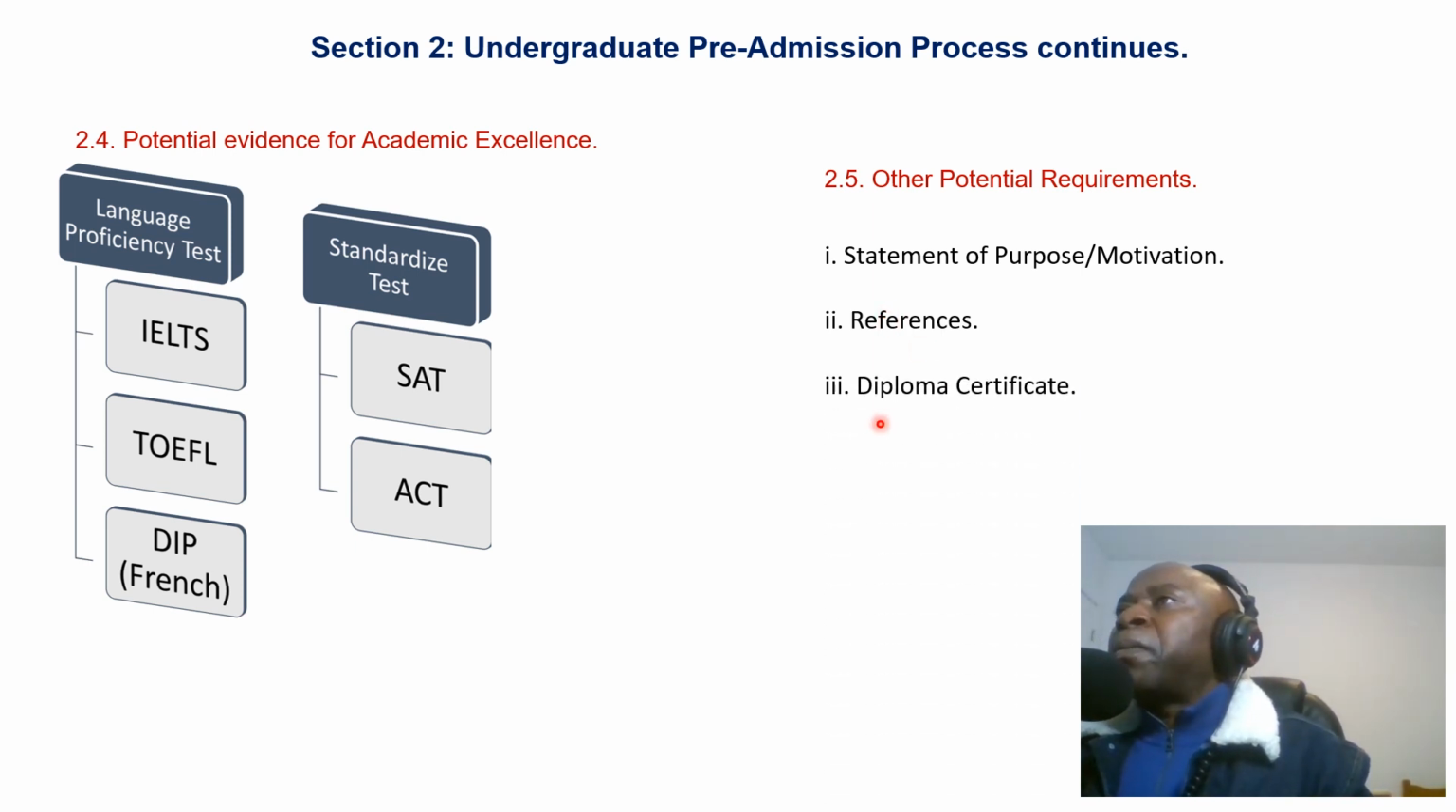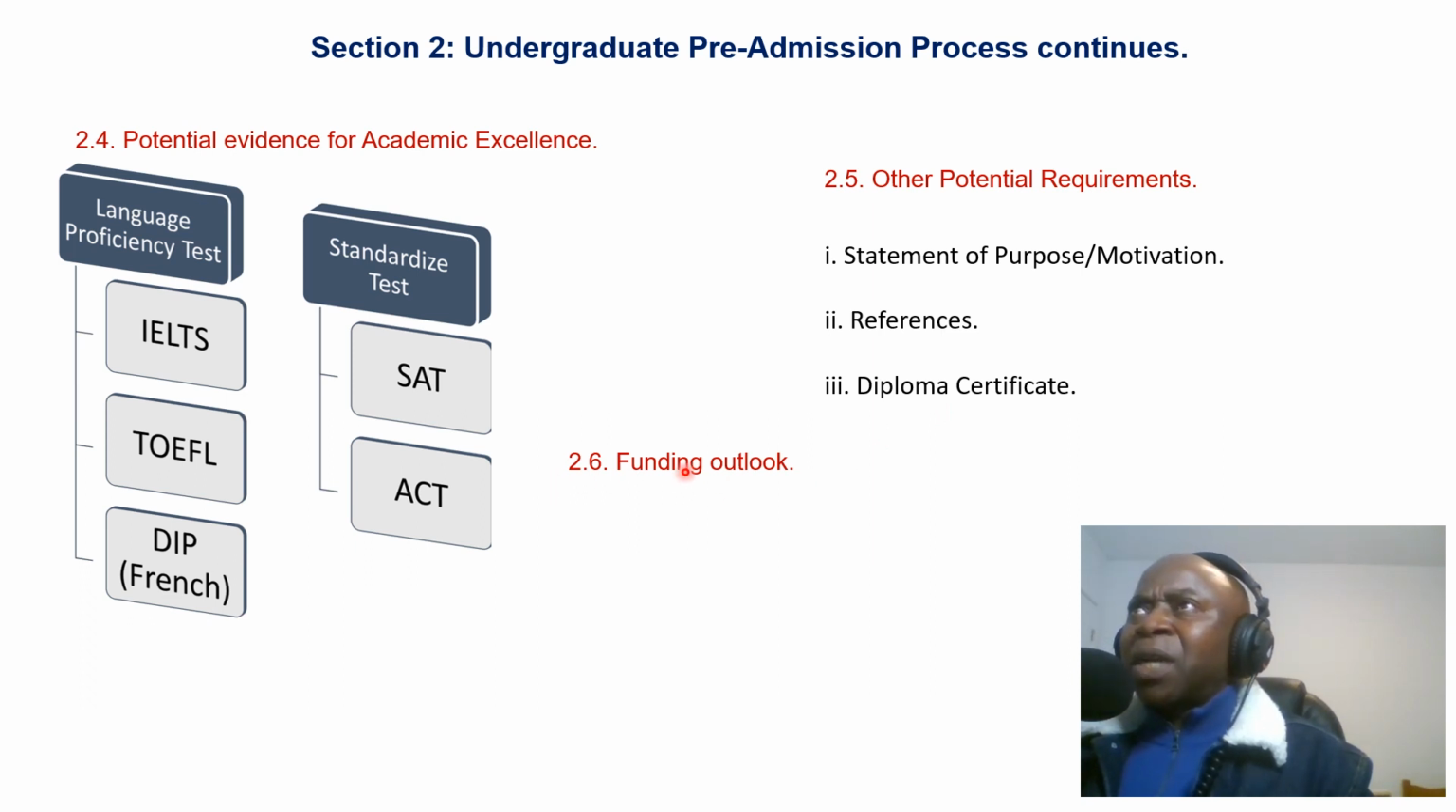Then again, diploma certificate. So if you have a diploma certificate from your own country, when you add it, especially if you are looking to get admission in a public Ivy League university, it could be an added advantage. Then also we will be looking at funding outlook as part of the pre-admission process.